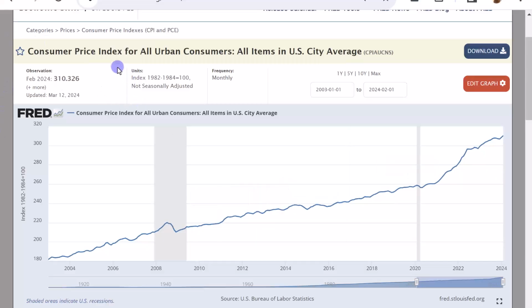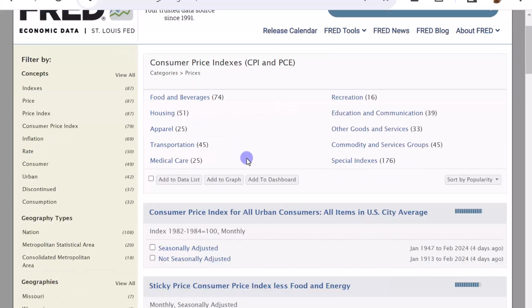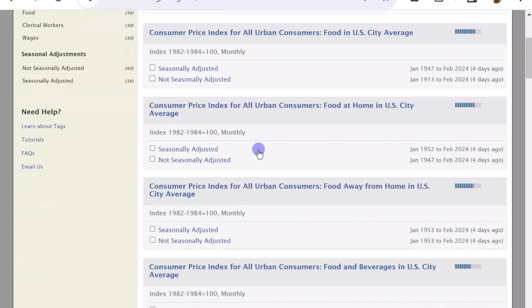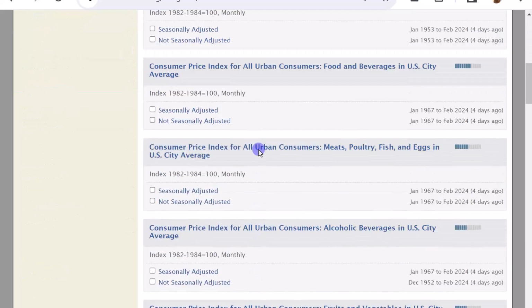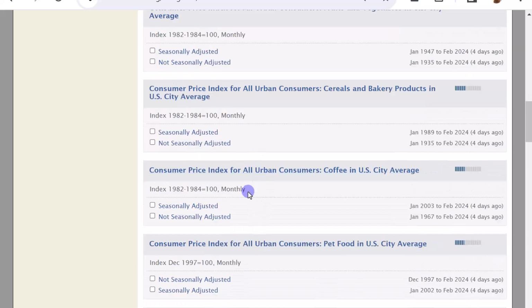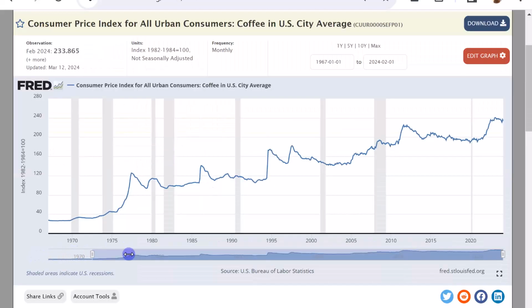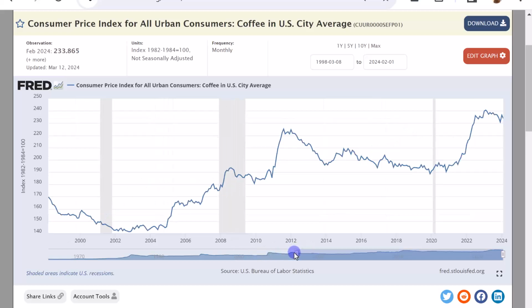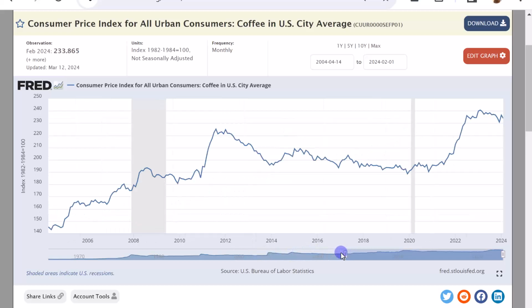Okay, let's go back here, and up here at the top, we will select Consumer Price Indices. And this gives us basically everything that is included in the Consumer Price Index. So we'll select food and beverages, and we will go with coffee. Okay, not seasonally adjusted. And again, we don't need all these years, so we'll move the slider.